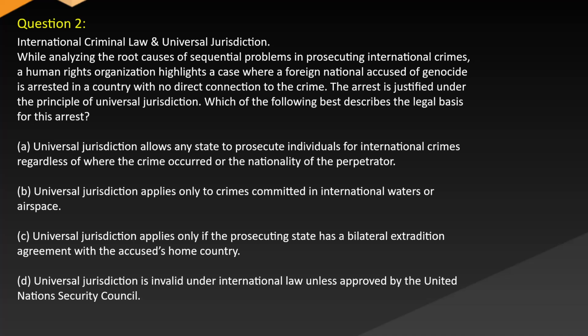A. Universal jurisdiction allows any state to prosecute individuals for international crimes regardless of where the crime occurred or the nationality of the perpetrator. B. Universal jurisdiction applies only to crimes committed in international waters or airspace. C. Universal jurisdiction applies only if the prosecuting state has a bilateral extradition agreement with the accused's home country. D. Universal jurisdiction is invalid under international law unless approved by the United Nations Security Council.